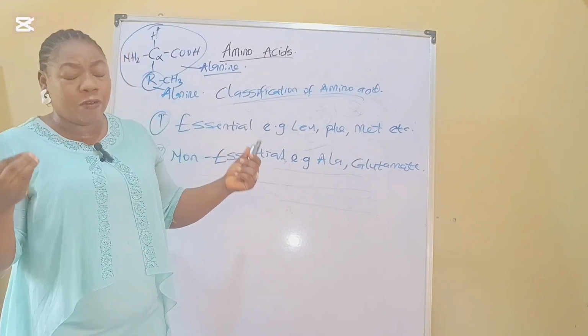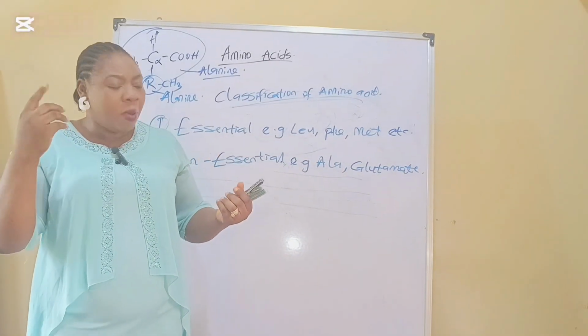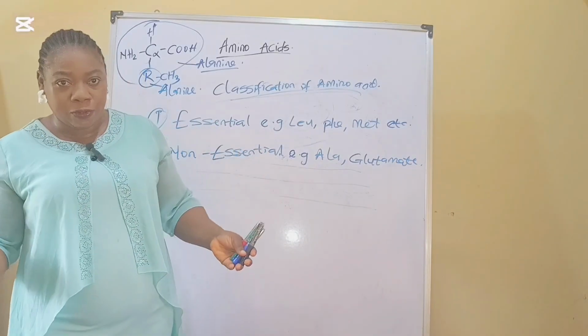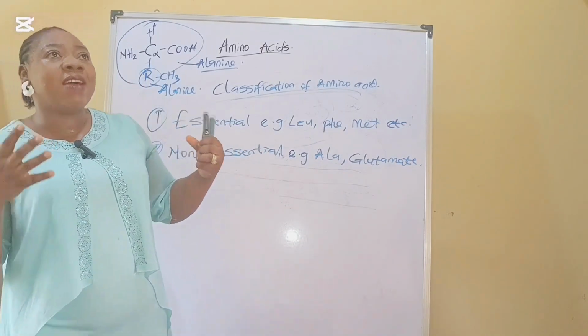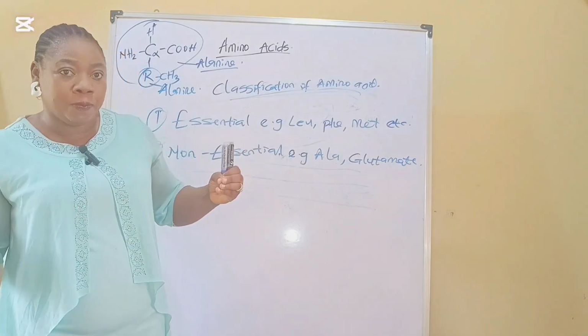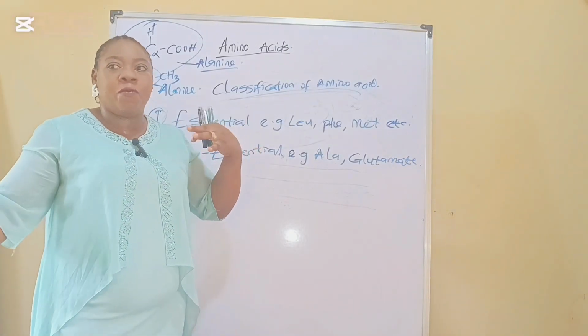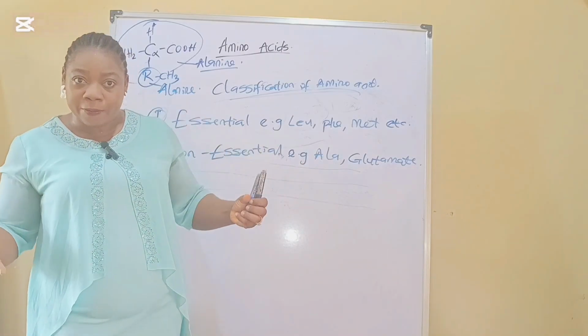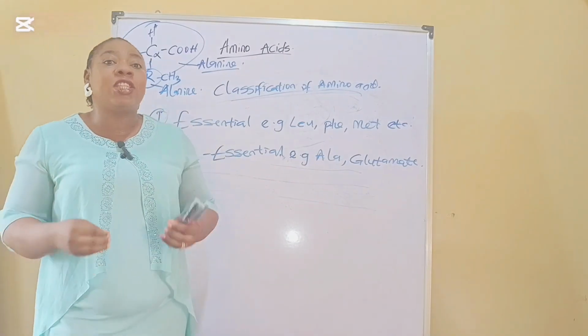What are the functions of these proteins? Number one, they serve as enzymes. They help in catalyzing reactions. Number two, they also serve as structural components of the body, of different cells, and the rest. Number three, proteins help in transportation.